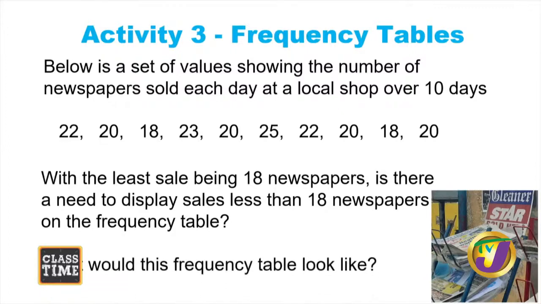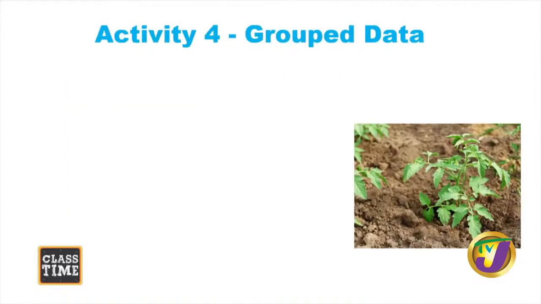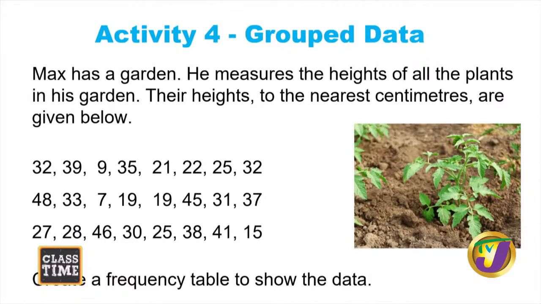All right, so let's look at what this frequency table would look like. I clearly want to remind our students that the least number of newspaper sales was 18 and the highest is 25. And so we are accounting for every value that is in between 18 and 25. Just want to put that out there. So ensure that you account for every value from your least to the greatest.